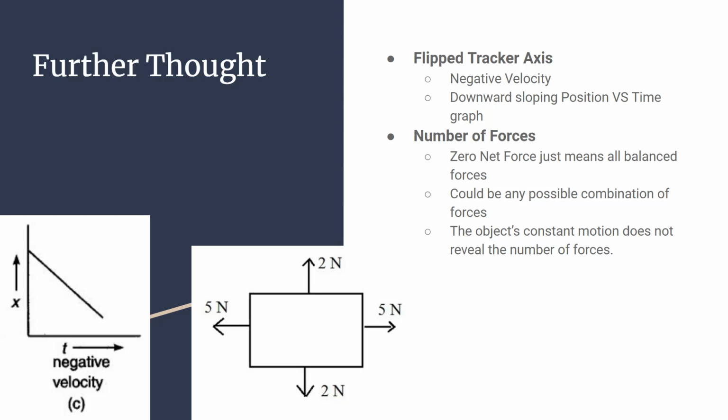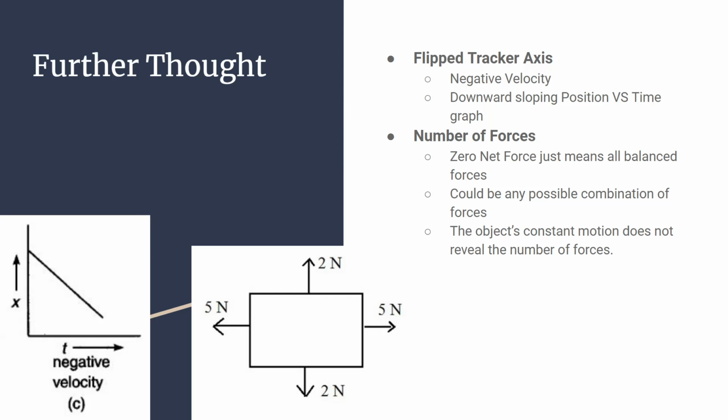Here are some of my final thoughts regarding the execution of this experiment. When analyzing the video of observed motion in the Tracker software, if I were to have flipped the orientation of the axis, this would only have changed the velocity to a negative vector of equal magnitude and given a downward sloping position versus time curve. The same analysis could have been done regarding the motion.